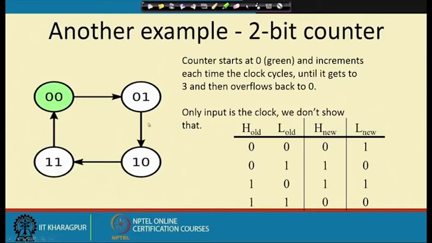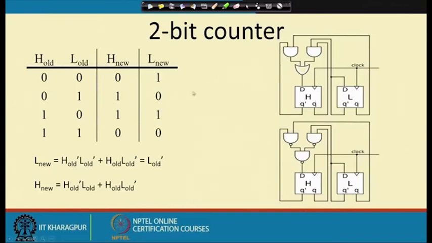So, 0 0 or 0 1, etc. If you want to design the corresponding circuit, then you have to find the expression for H new and L new, and accordingly you can design the circuit. If you derive, then L new is given by L old dash, L old bar, and H new is given by this expression. Essentially you have to take these H and L, 2 flip flops, and then do the minimization.